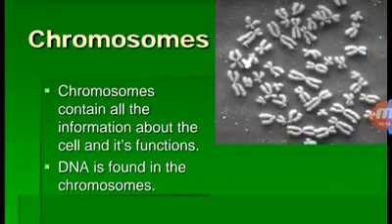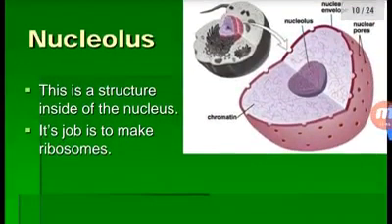Next, chromosomes. Chromosomes contain all the information about the cell and its functions. It's also a carrier, or we can find DNA in chromosomes. Remember that. Next one, nucleolus. This is found inside the nucleus, and it manufactures ribosomes. And we all know that ribosomes are the site of protein synthesis, where proteins are being synthesized.